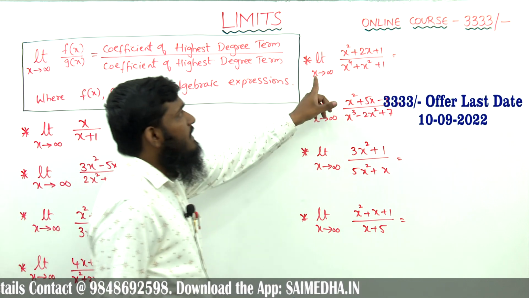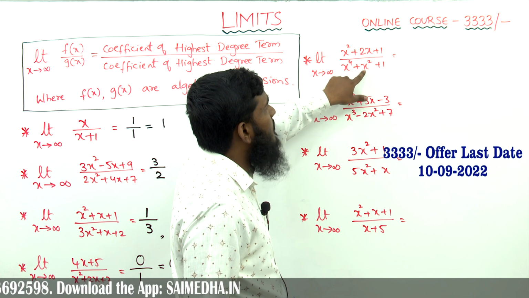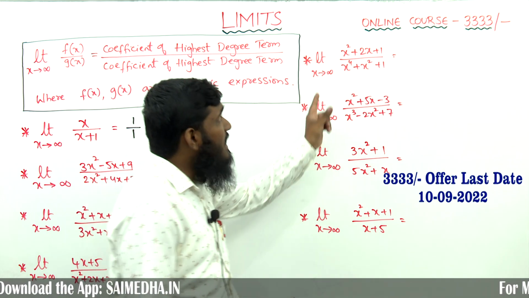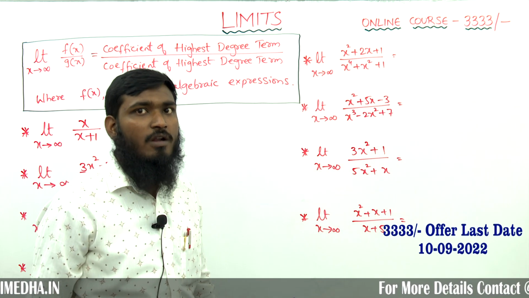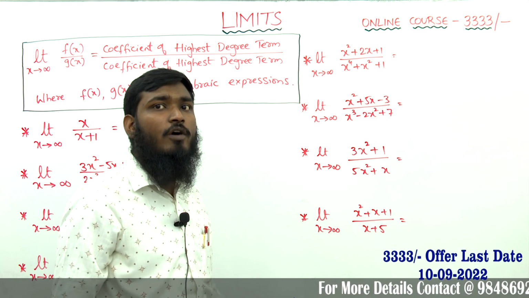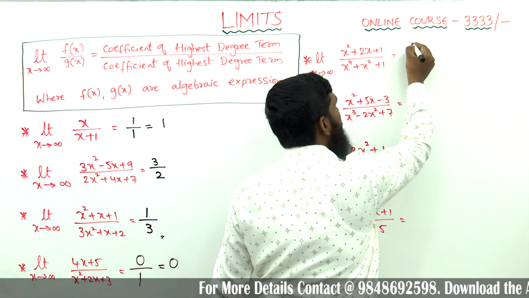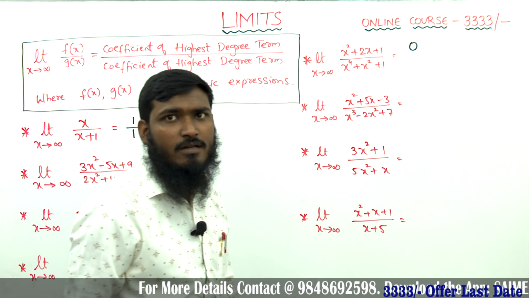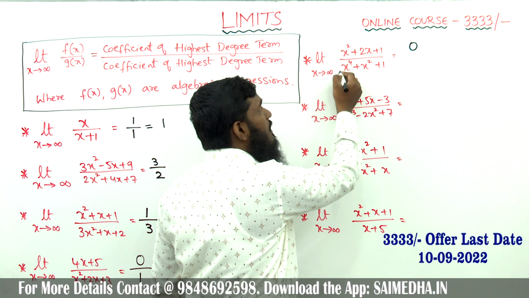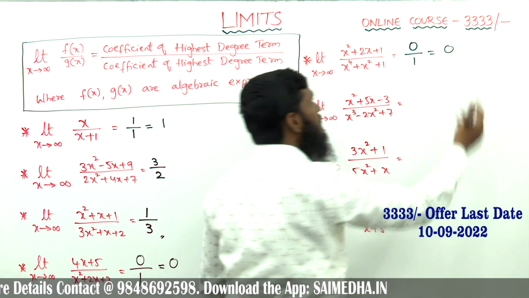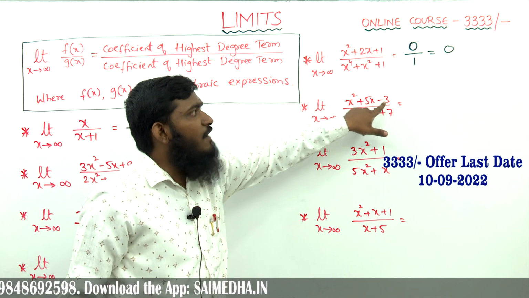Understood? Now next part, limit x tends to infinity, (x square plus 2x plus 1) divided by (x power 4 plus x square plus 1) is given. Now what is the highest degree term we are having in this complete question? X power 4. Now we have to select the coefficient of x power 4 both in the numerator as well as denominator. What is the coefficient of x power 4 in the numerator? 0, because we are not having any x power 4 in the numerator. If we are not having it, we have to take that part as 0. Now in the denominator, what is the coefficient of x power 4? 1. So 0 by 1 is equal to 0. Is it clear?